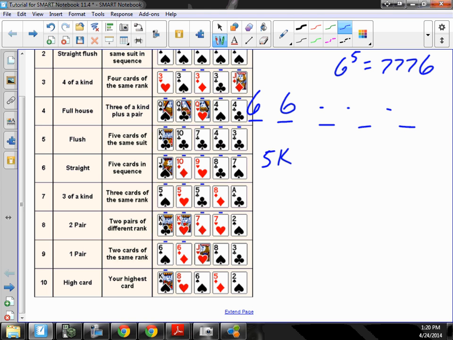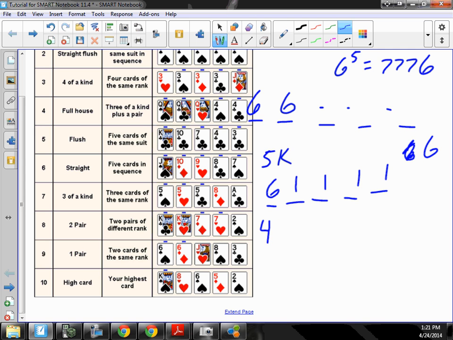Well, we could have all 1s, all 2s, 3s, 4s, 5s, and 6s. So for the first slot, there are 6 choices. What about the second slot? 1, they don't go anywhere. 1, 1, 1. Okay, that's easy. So it's 6 out of 7776.